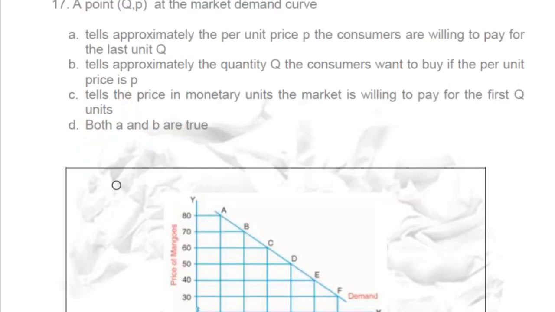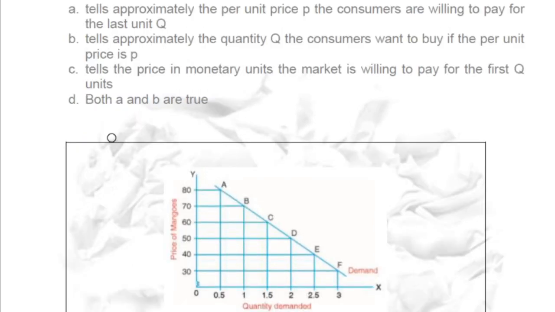Okay. Well, as I didn't do it okay, I will show you in this graph. For example, if we want to buy 1.5 units, for the last unit the market is willing to pay 60 US per unit, okay? But for the whole 1.5 units, the market is willing to pay the area below that demand curve. So the correct one is D, yeah?